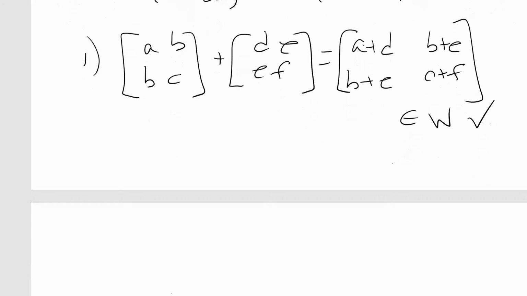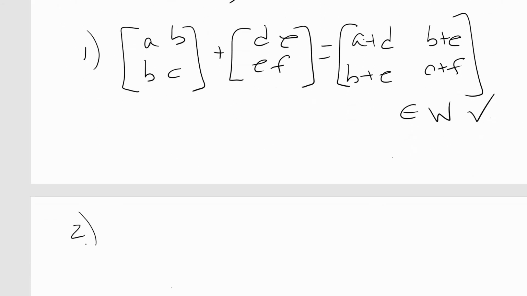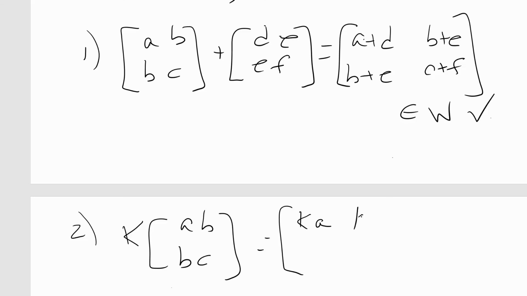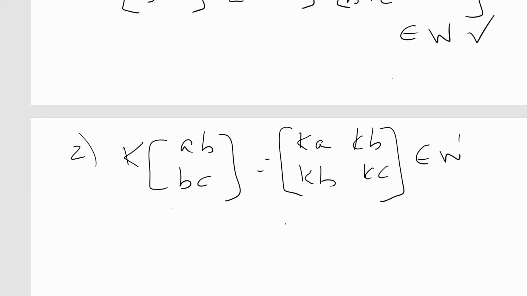What happens if I do a scalar multiple? That's the second thing I have to prove. So let's just go with K again, times A, B over B, C. Well, that would be KA next to KB over KB next to KC. Again, that is symmetric because my first row matches my first column and my second row matches my second column, so that is also in W. So therefore, W is a subspace. And that is it for section 4.3. So that was a fairly quick one.